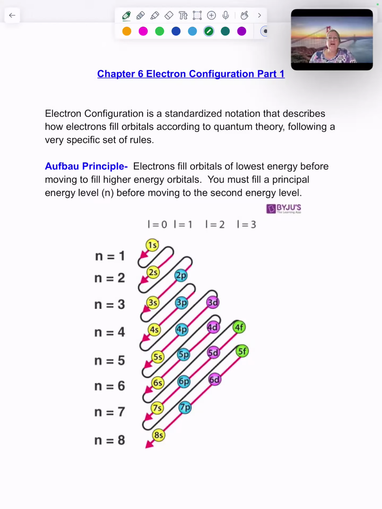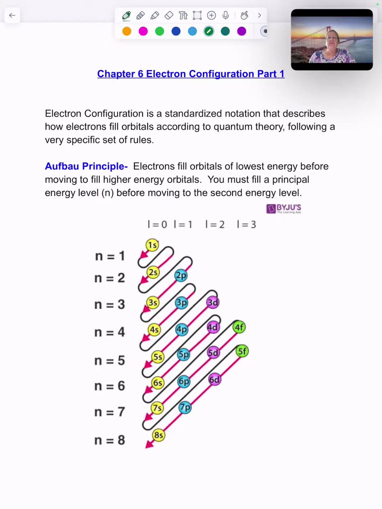In this chapter, we're going to talk about electron configuration. Now, we've already discussed quantum numbers, and hopefully you watched those videos on quantum numbers, because that really lends us to understanding how to do electron configuration. Electron configuration is a standardized notation that describes how the electrons fill orbitals according to the quantum theory, and it follows some very specific set of rules.